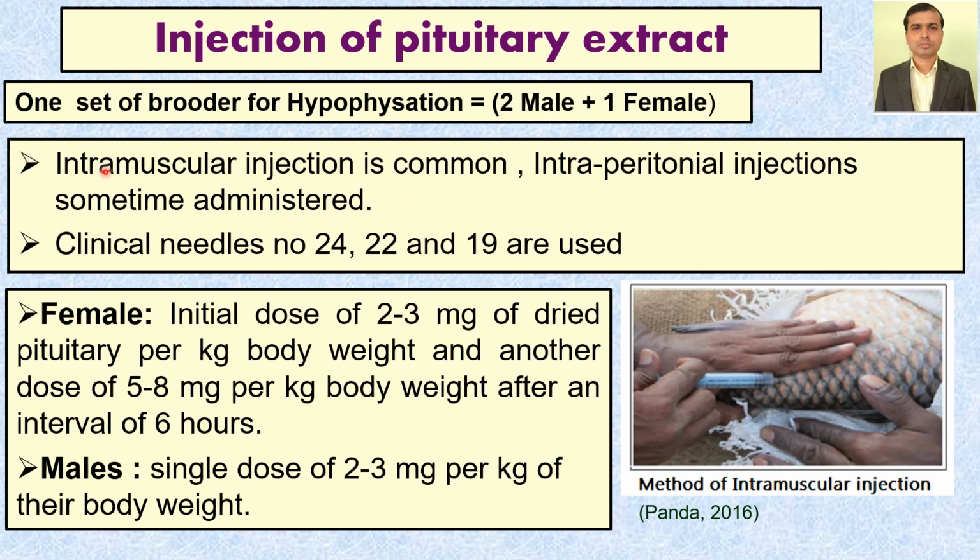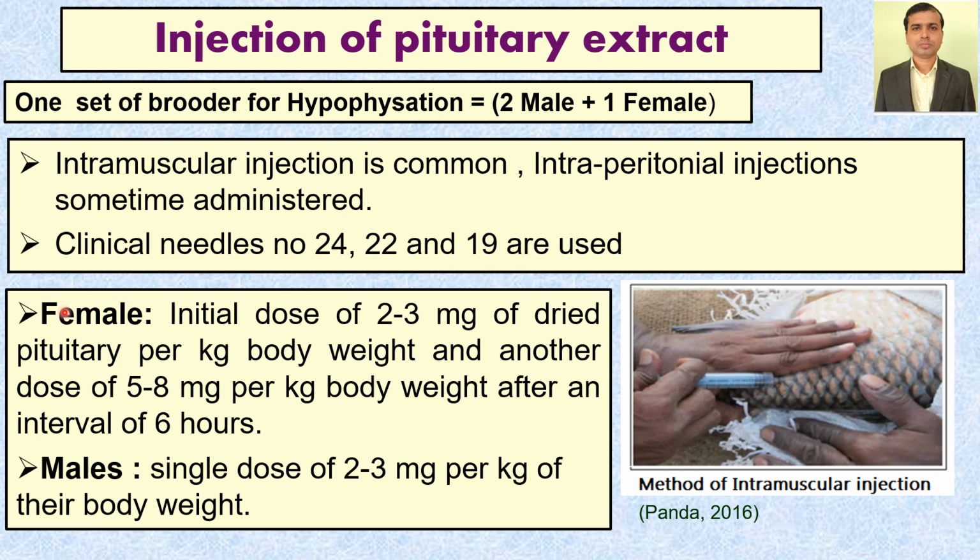In India, intramuscular injection is commonly given in the base of the dorsal fin or at the caudal peduncle below the lateral line. An injection is given at a 45-degree angle. For injection, clinical needles numbering 24, 22 and 19 are used for breeders in the size of 1 to 2 kg, 2 to 3 kg and above 4 kg. That means the larger the breeder, the lower is the needle number.